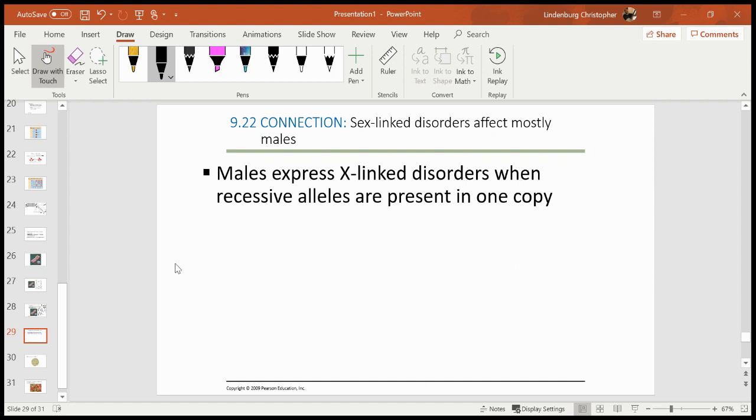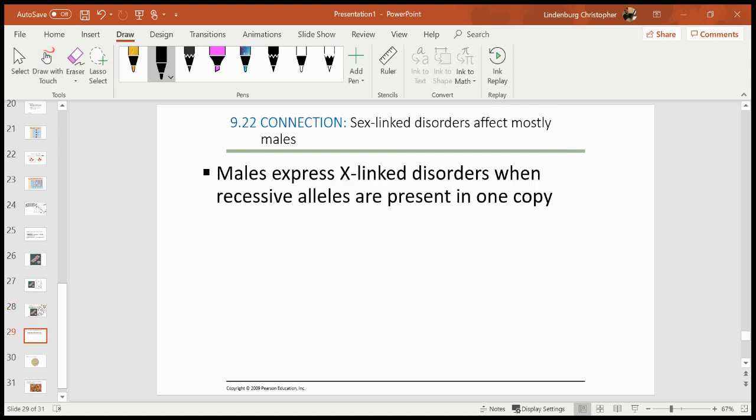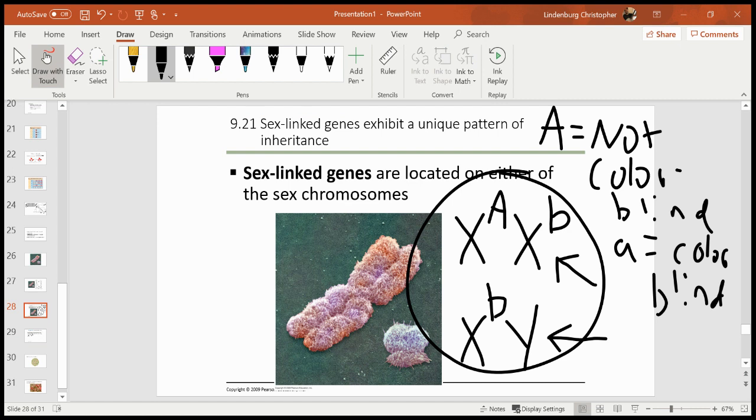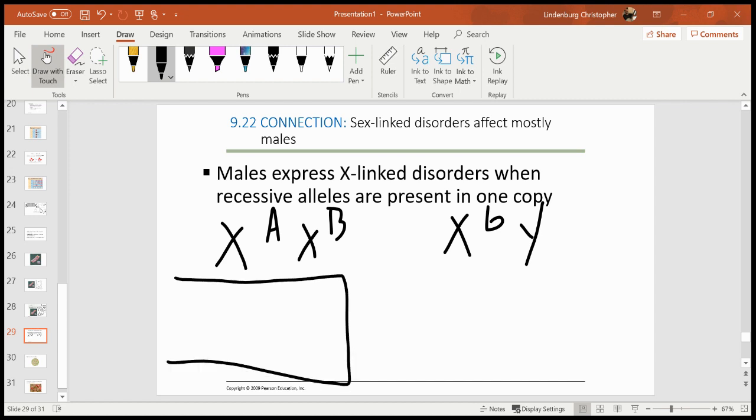So let's do a quick Punnett square. Let's say we have these two examples still. Let's say these two people have some babies, right? So we're going to have a female carrier and a male who is colorblind. And we make a Punnett square. What we'd want to do is set up the alleles for our Punnett square. So here's mom's alleles. Let's do dad's alleles over here.